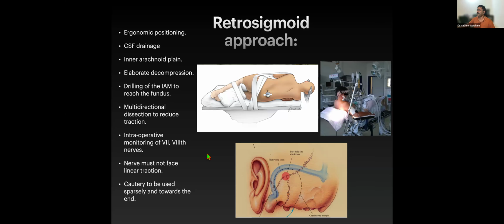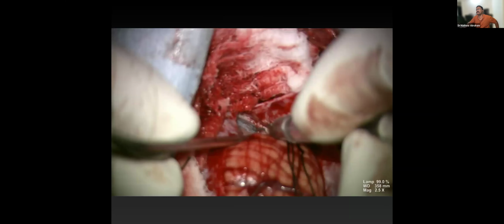Intraoperative monitoring, in my opinion, should be limited to the 7th and 8th nerves. And the nerve must not face any form of linear traction. It must be transverse dissection. And a cautery must be used first. If you're scared of bleeding, this is not a great surgery for you. Vestibular schwannomas are highly vascular, and your bleeding tolerance needs to be high. And if you're cauterizing all the time, there's a good chance that you may injure the nerves.